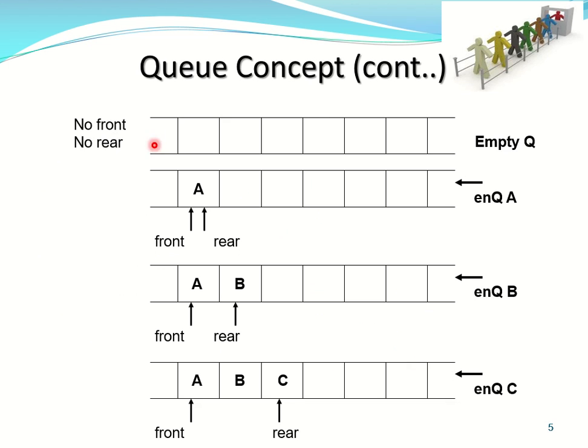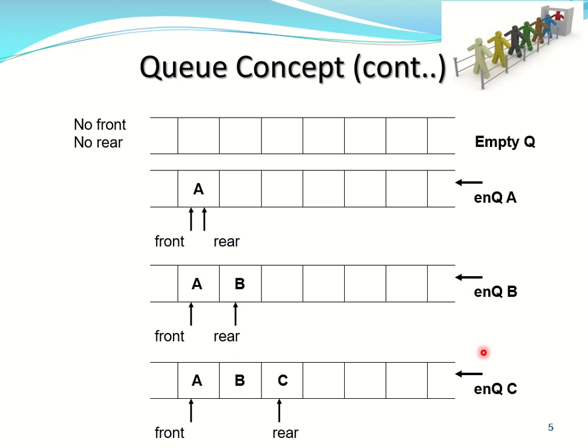Okay, here is the concept in visualization. First, we have an empty queue here. There's no front, there's no rear. So when you enqueue A, that means you insert into a queue, A will become the front and also A will become the rear. And then when you enqueue B, only rear is moved. The front still the same. Front will point to the first element A and rear will point to the newest element that is inserted into the queue.